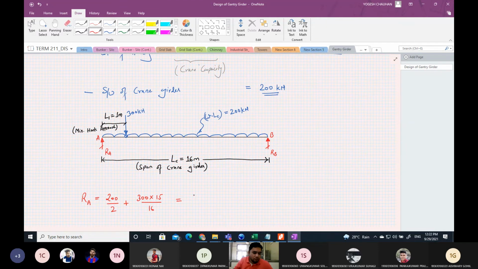Can someone calculate this value? 300 into 15 by 16 is 281.25. So 100 plus 281.25 is 381.25. So this is the reaction at A.